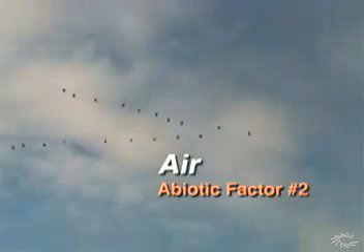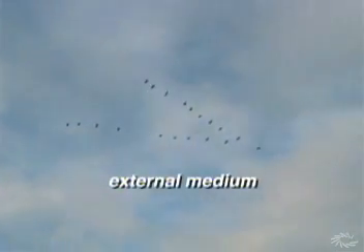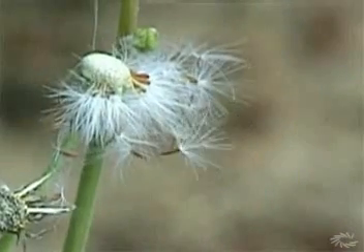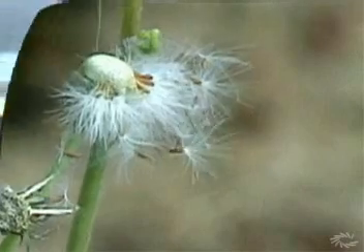Air is the second key abiotic factor that contributes to ecosystems. Air provides an external medium in which flying organisms can move about, and in which pollen and seeds can be dispersed. Air is a mixture of several different gases.